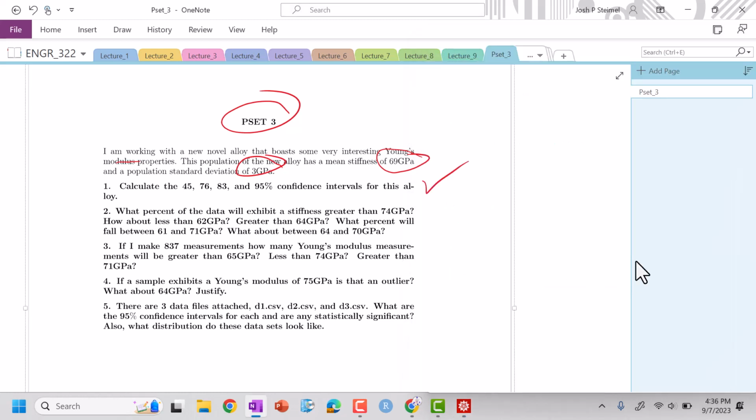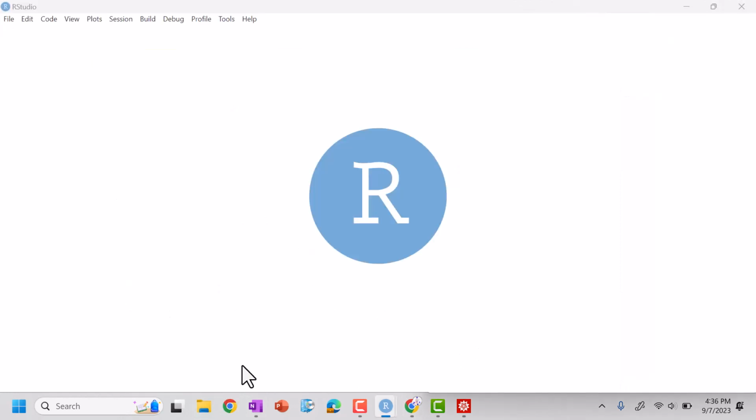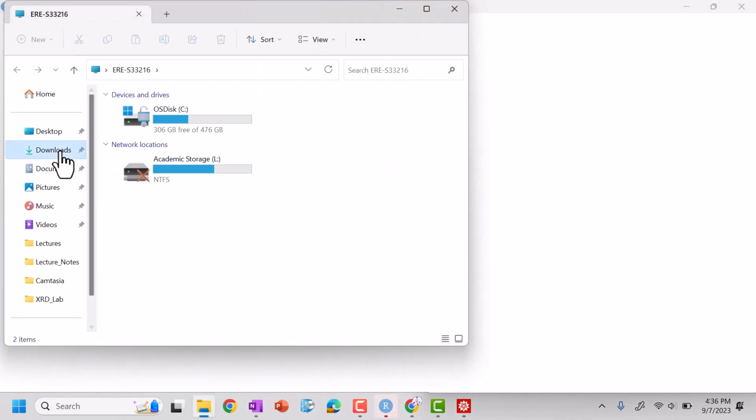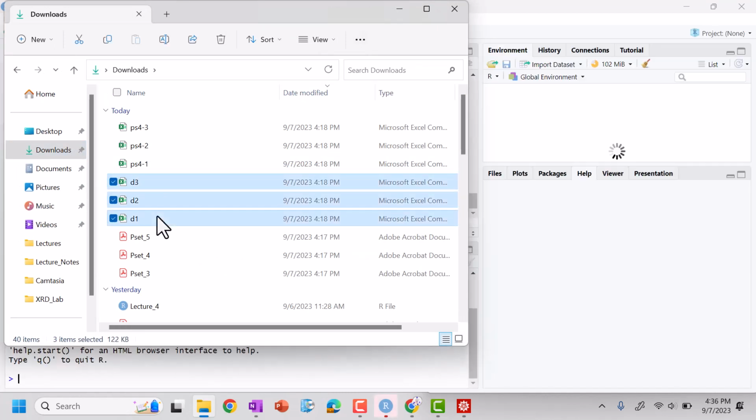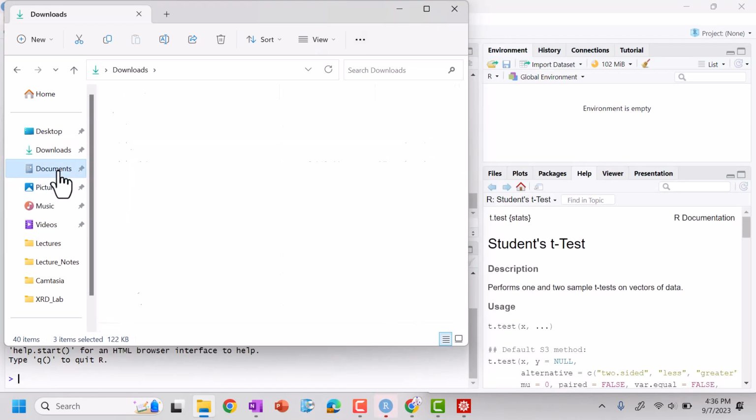Finally, 3 data files attached. What are the 95% confidence intervals for each of these data sets? Are they statistically significant? What do the distributions of these data sets look like? Well, we can go ahead and pull up these data sets. I believe they're in my downloads, D1 to D3. Boom, boom, boom. So let's go ahead and put those in documents.